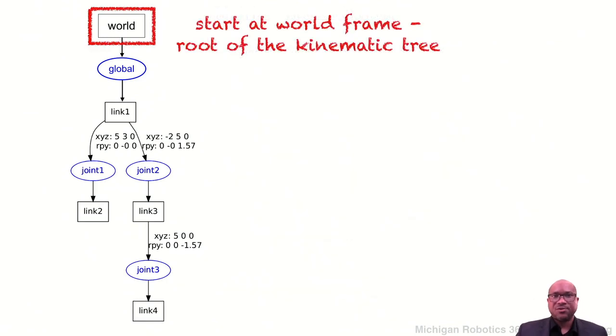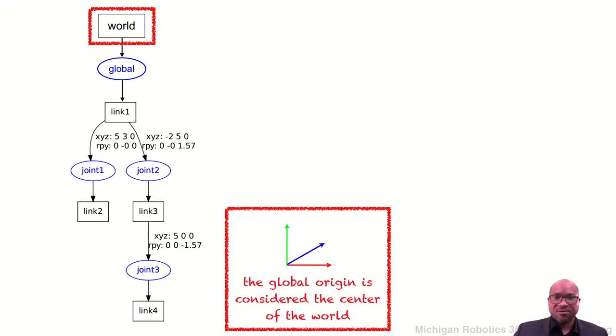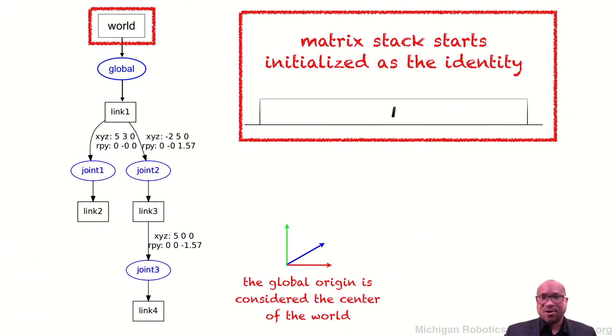And so what we're going to do is start at the world frame, which is going to be the root of our kinematic tree. We're going to consider this a view of workspace, where the global origin is considered the center of the world. Our matrix stack is going to start off as the identity. So we're going to push the identity matrix, because the identity says that your frame is the identity with respect to itself.